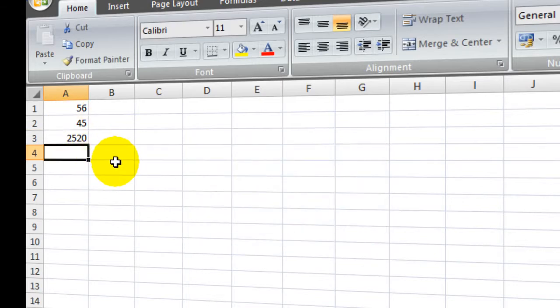Now you know how to multiply numbers. Now we are going to move on to dividing. Now choose two numbers to divide them.